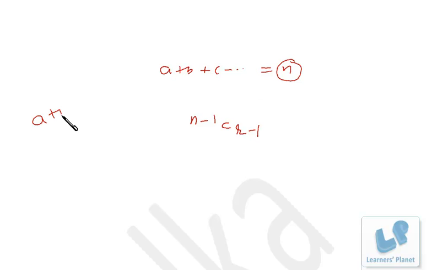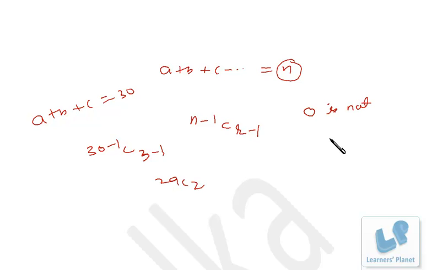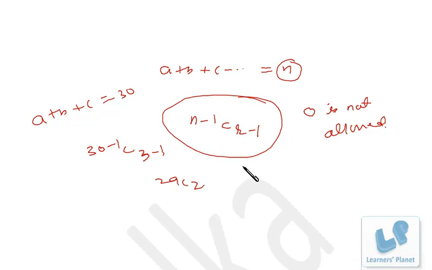Suppose A plus B plus C is 30, right? 30 apples are being distributed among 3 people. So n will be 30 and r will be 3. So that's 29C2. So whenever there is distribution of n identical objects among r persons, this is a formula that you can use when 0 and negatives are not at all allowed. 0 is not allowed, so the direct formula of n minus 1 C r minus 1 can be used.